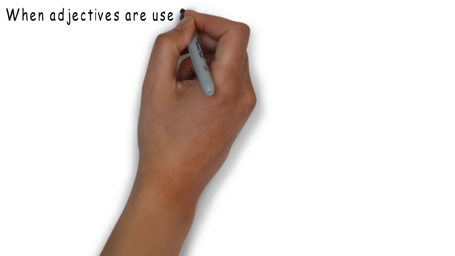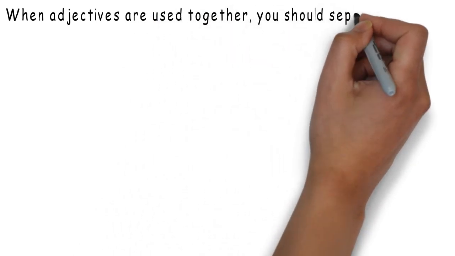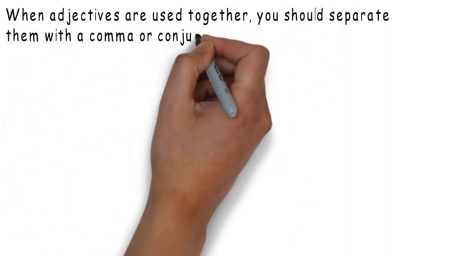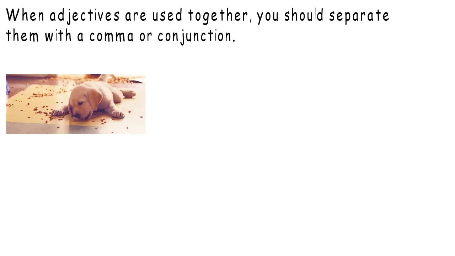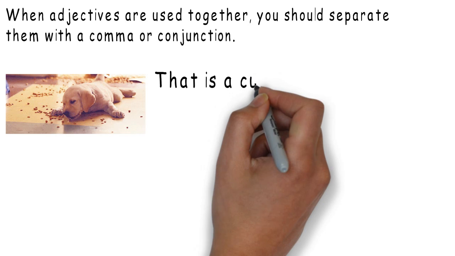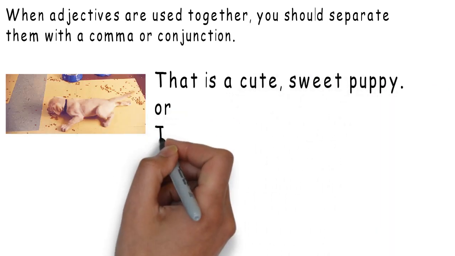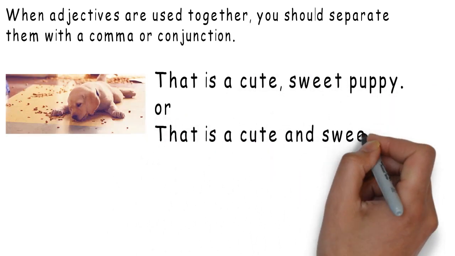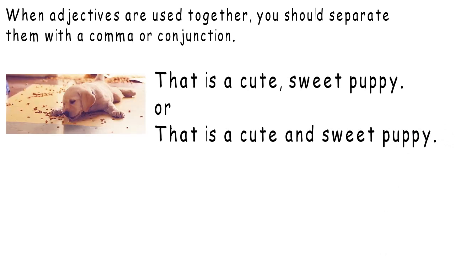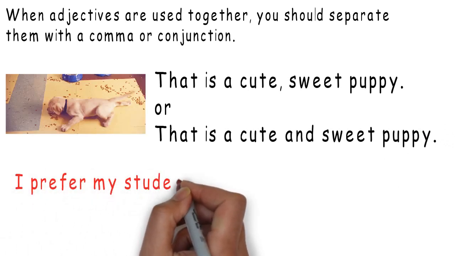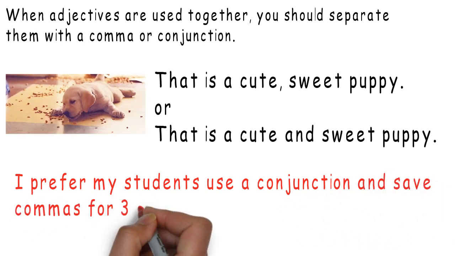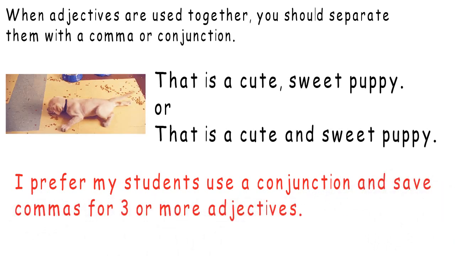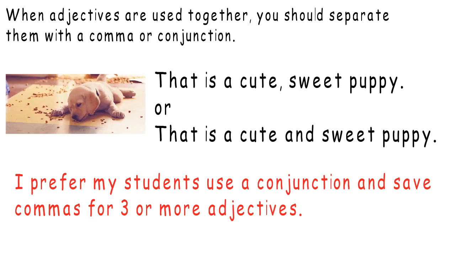When adjectives are used together, you should separate them with a comma or conjunction. That is a cute, sweet puppy, or that is a cute and sweet puppy. I prefer my students use a conjunction and save the commas for 3 or more adjectives. Think of a list that way.